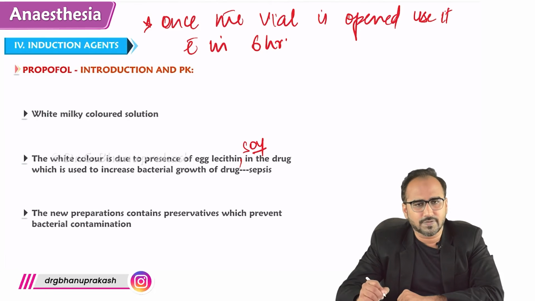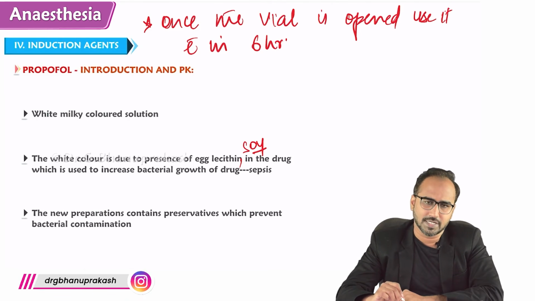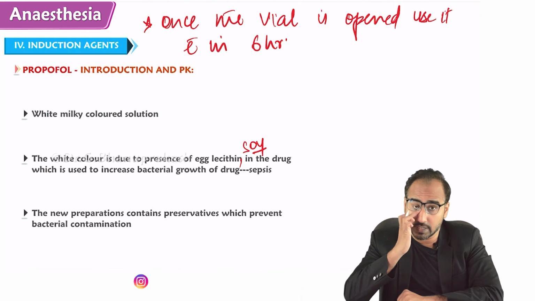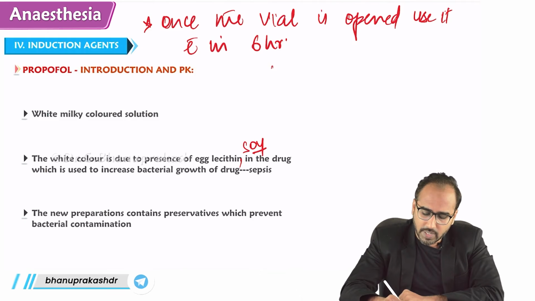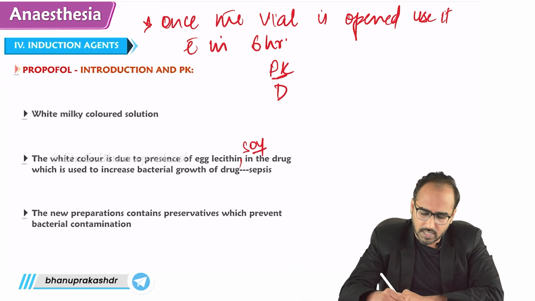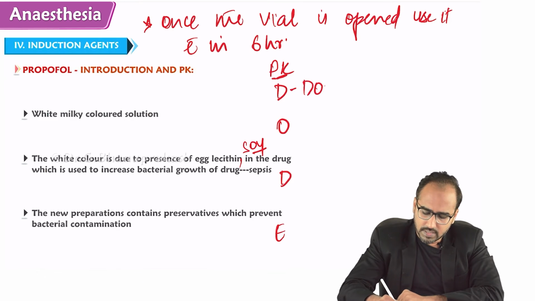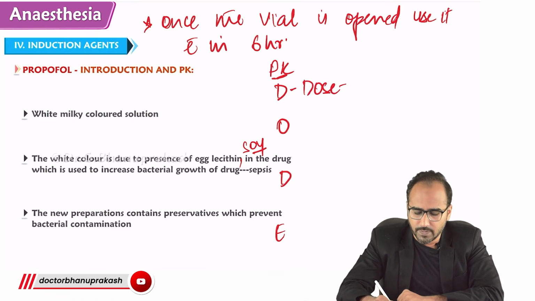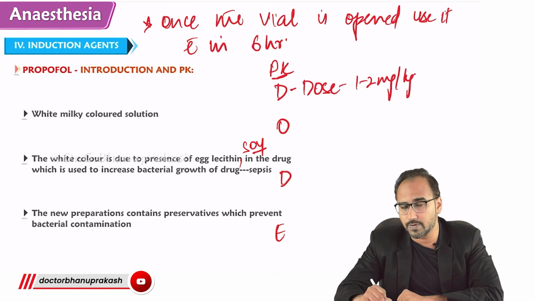Okay, so that was the introduction of Propofol. The other name of Propofol is 2,6-diisopropyl phenol. After the introduction, we need to discuss the pharmacokinetics of Propofol. Again we have to go for what? D, O, D, E. D is dose of Propofol. The dose of Propofol is 1 to 2 mg per kg body weight.